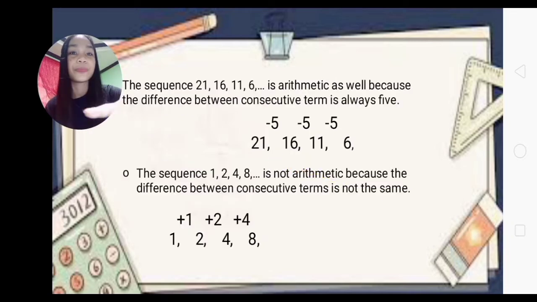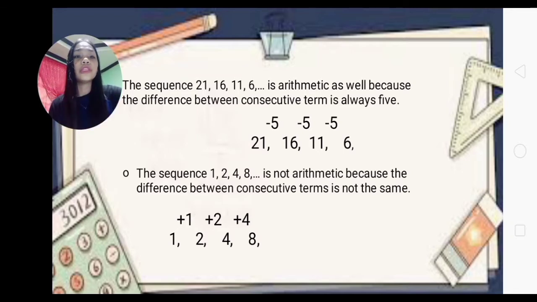That's it. Okay? The sequence 21, 16, 11, and 6 is arithmetic as well because the difference between consecutive terms is always negative 5. Kahit mag-positive pa yan o negative yan, basta pareho lang yung difference ng consecutive term nila, magiging arithmetic sequence yan. Kagaya ng kanina, positive 2 yung kanina, at dito naman, negative 5. Kahit pababalik ng counting, basta pareho lang yung difference nila, magiging arithmetic sequence yan.